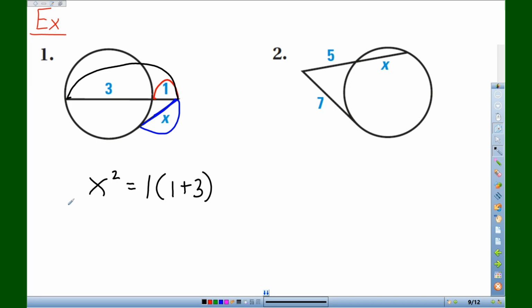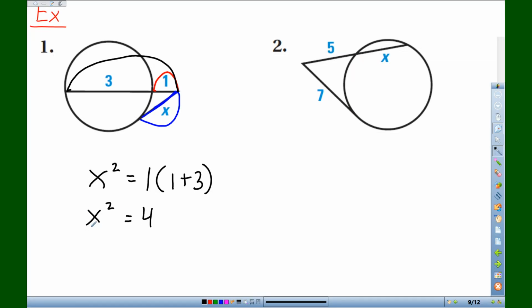Okay, so on this problem for now, we're just bringing down the x squared. We'll worry about that in a bit. Okay, but on the right, we can do this math. 1 plus 3 is 4. 4 times 1, 4.